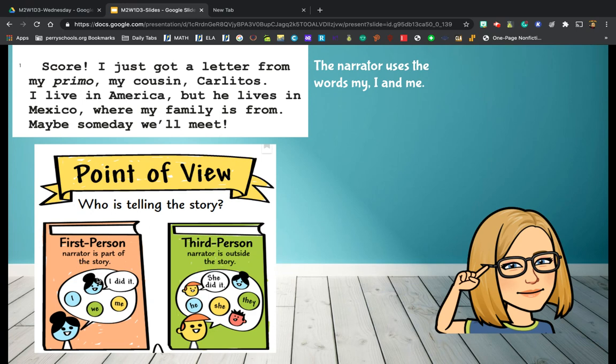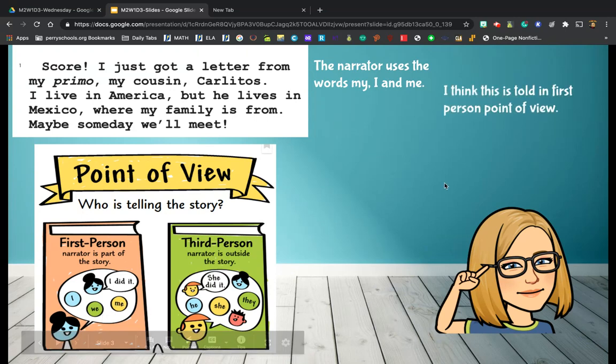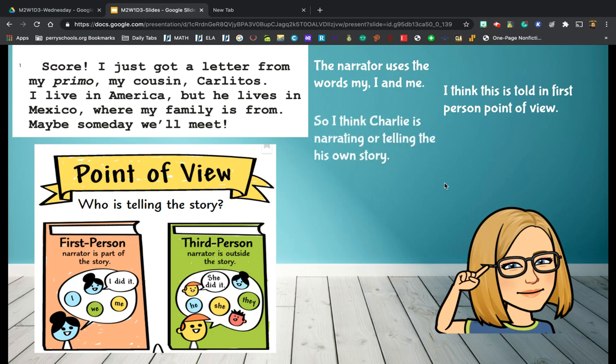And looking at the anchor chart down here, I know that if the narrator is using I, me, we've talked about my, that this will be told in first person point of view. The person telling the story is a part of the story. Now I have to think about who is telling this story. And I know once I start reading that Charlie is narrating or telling his own story. So he is telling his story. This is coming from Charlie.